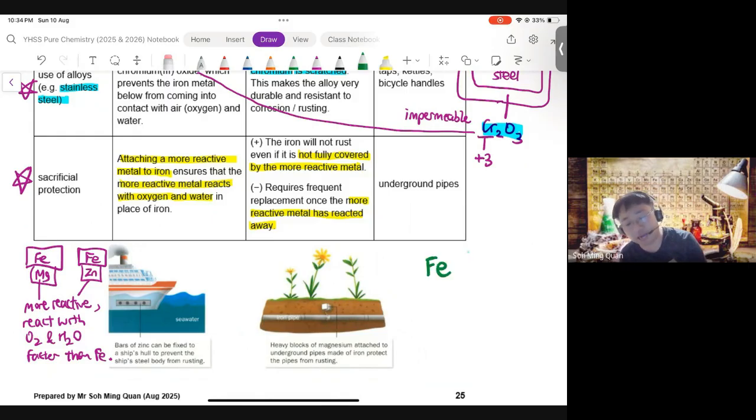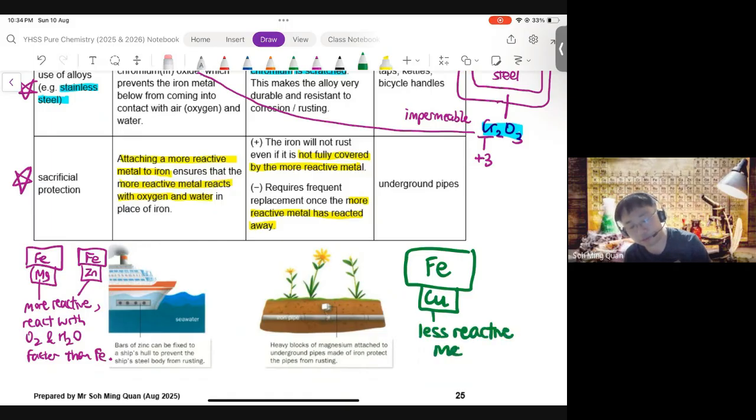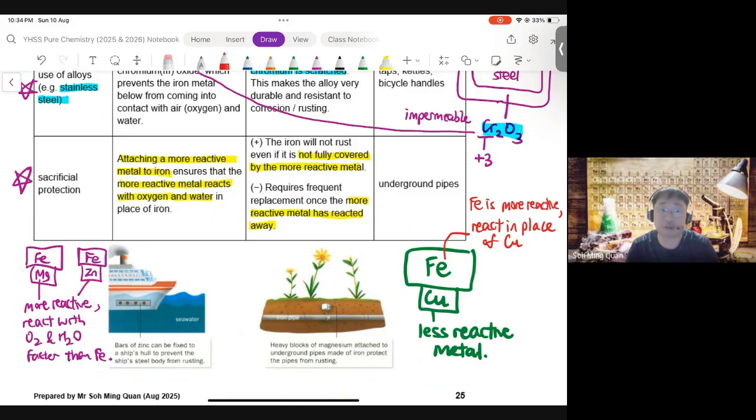But what if the iron metal were to be attached to a less reactive metal, like copper? So copper is less reactive than iron. So what will happen now? Iron will react in place of copper. Why? Because iron is more reactive. So because iron is more reactive than copper, if I attach copper to iron, iron reacts in place, it will rust even faster, you know.